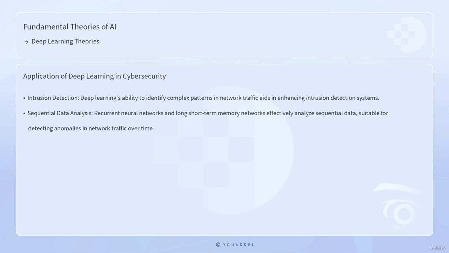In the context of cybersecurity, deep learning theories are applied to various tasks, such as intrusion detection, malware classification, and anomaly detection. Intrusion detection systems benefit from deep learning's ability to identify complex patterns in network traffic that traditional methods might miss. For instance, recurrent neural networks and their variant, long short-term memory networks, are effective in analyzing sequential data, making them suitable for detecting anomalies in network traffic over time.